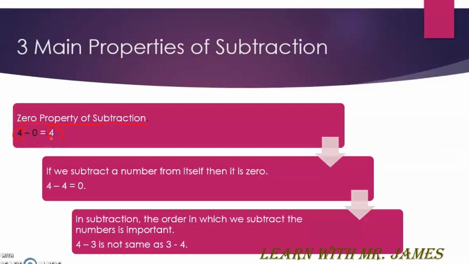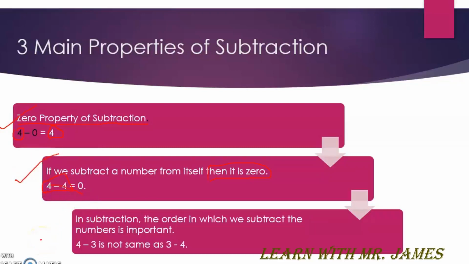When a number is subtracted with 0, or in other words, when 0 is subtracted from any number, we will get the same number. This property is called the zero property of subtraction. Even addition goes with this property. Next property is, if we subtract a number from itself, then it is 0. You know that when 4 is subtracted from 4, the answer is 0. So this is the second property of subtraction.